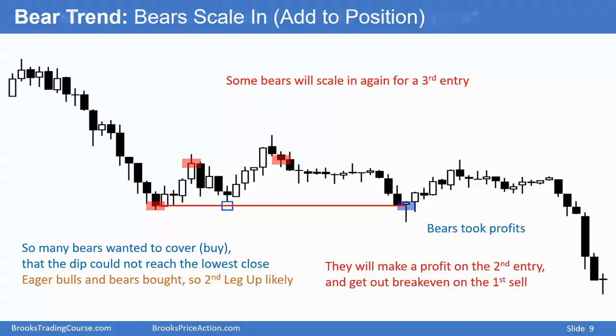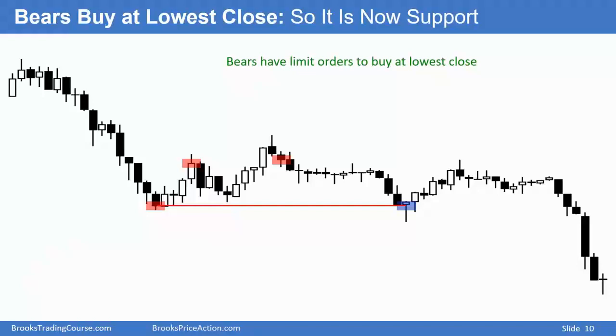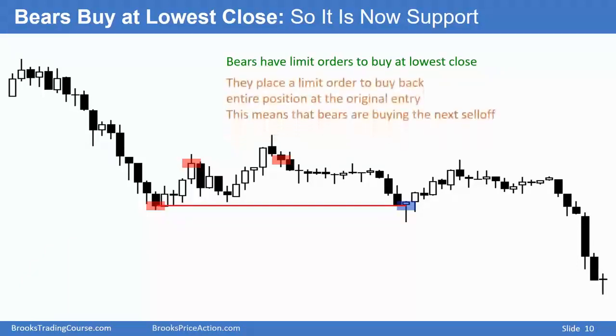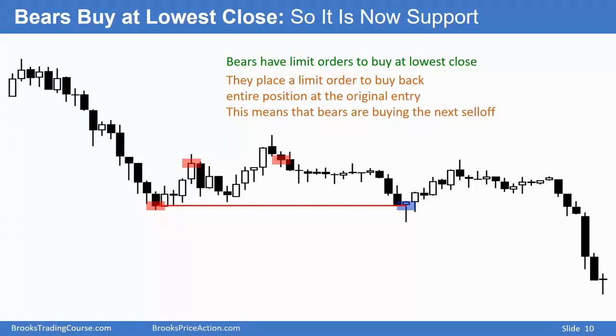Bears taking their profits. Bears place limit orders to buy at the lowest close. When it gets down to that low close, they buy. And that means bears buying, bulls are always buying, the low close becomes support.